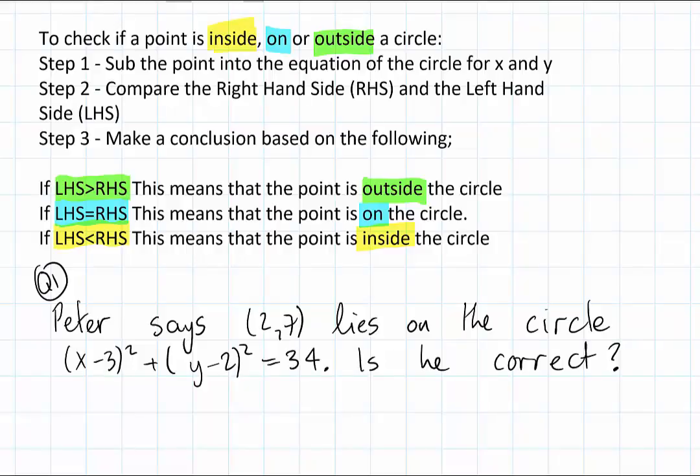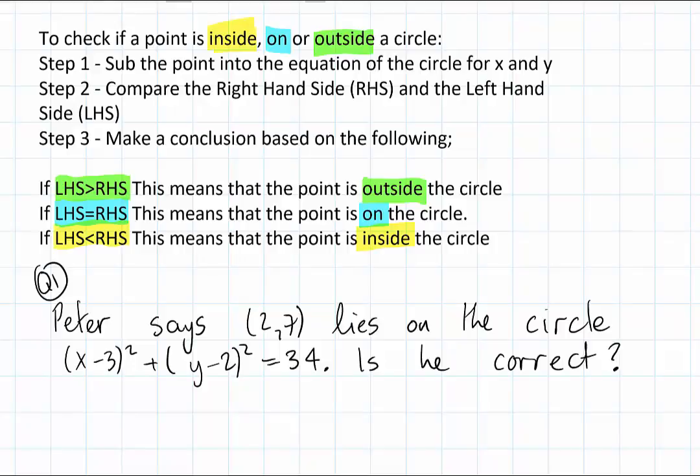Okay, now to check if a point is inside, on or outside a circle, if you follow the following method, you'll be very safe and everything will work out well for you. So the first step is to sub a point into the equation of the circle for x and y. The second step is to compare the right hand side to the left hand side when you work it out, and then you can make a conclusion based on the following.